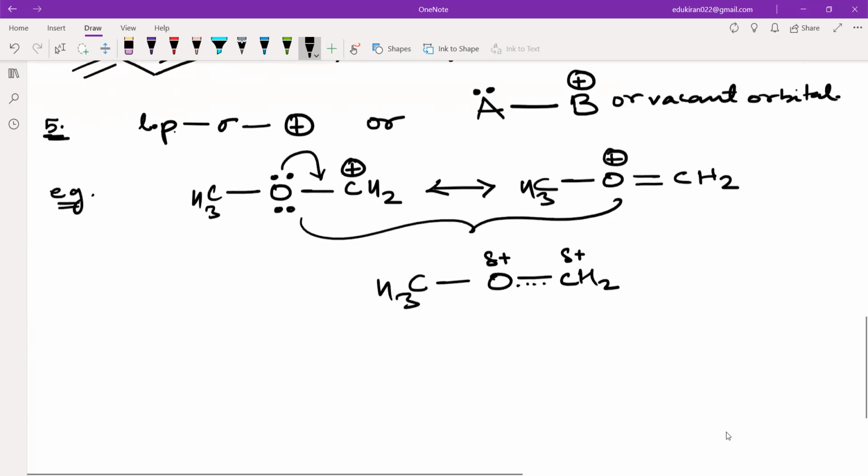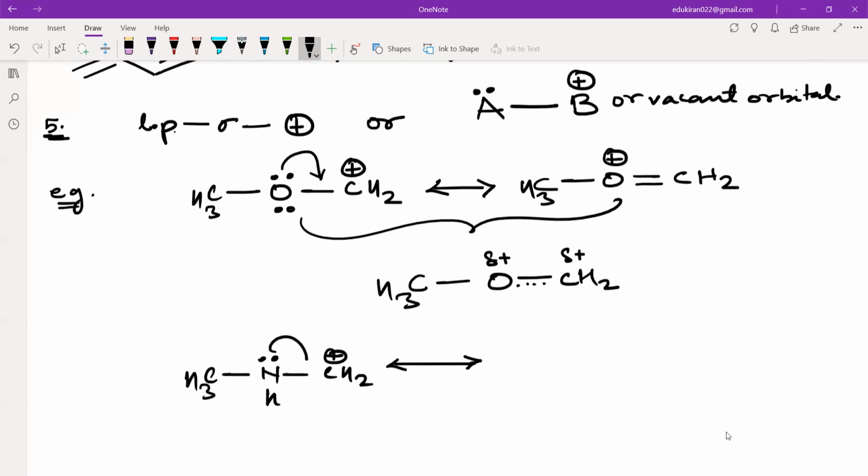Another example you can write: if you have CH3 and a second degree amine, NH, it has a lone pair, then CH2 positive. And this nitrogen can give electron. You can write CH3, single bond nitrogen, double bond, with hydrogen here, double bond CH2, and nitrogen will get a positive charge.